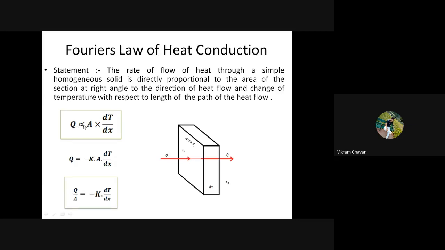So we can say that Q is directly proportional to A multiplied by dT divided by dx. Now here we have to normalize this proportional sign. For that purpose, we have to introduce one constant. The proportionality sign will be normalized by a constant. For that purpose, we have introduced the constant as capital K.